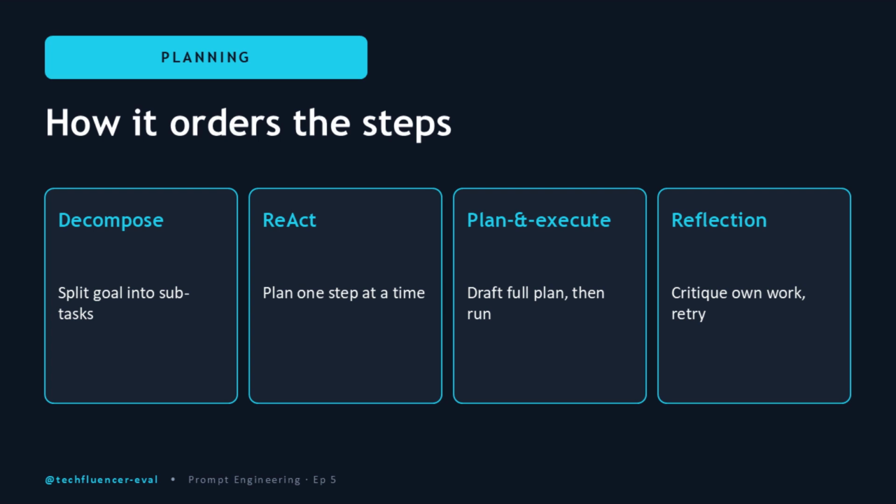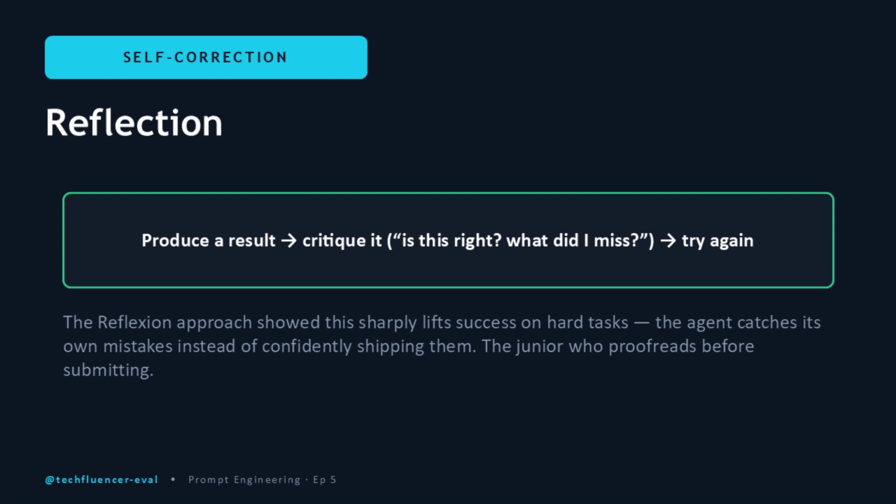And the most interesting one, reflection. Reflection means the agent critiques its own work. It produces a result, then steps back and asks, is this actually correct? What did I miss? And uses that self-critique to try again.